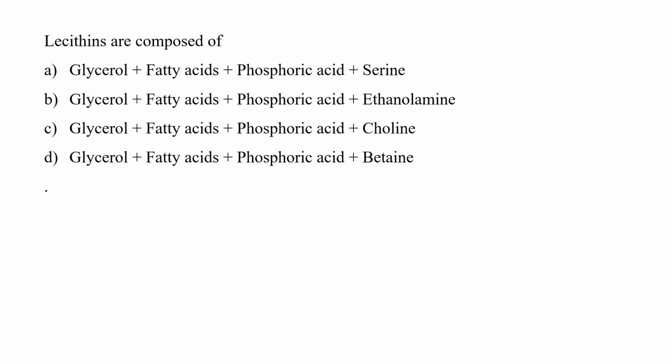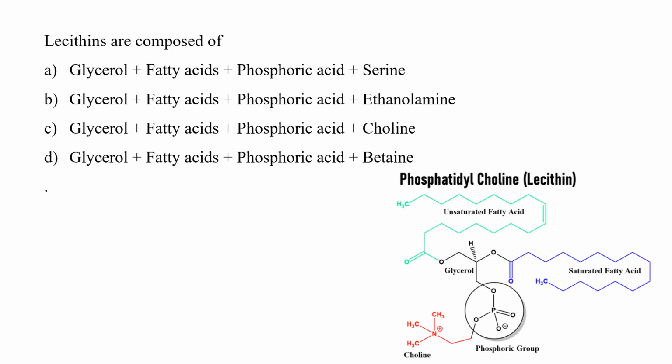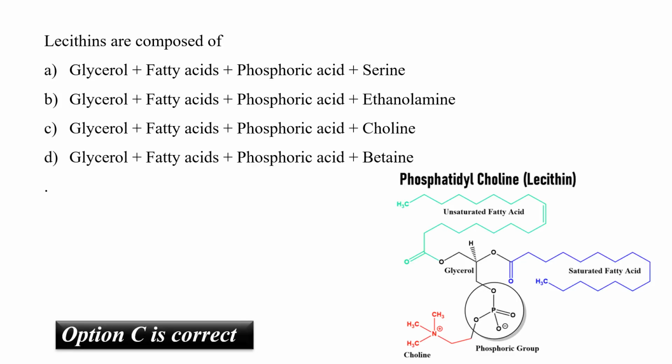Lecithins are composed of: glycerol plus fatty acid plus phosphoric acid plus serine; glycerol plus fatty acid plus phosphoric acid plus ethanolamine; glycerol plus fatty acid plus phosphoric acid plus choline; or glycerol plus fatty acid plus phosphoric acid plus betaine. Lecithins are phosphoglycerides made up of the condensation of glycerol with at least one phosphorylated fatty acid, that is phosphoric acid plus choline and two fatty acids. So here option C has to be the correct answer.